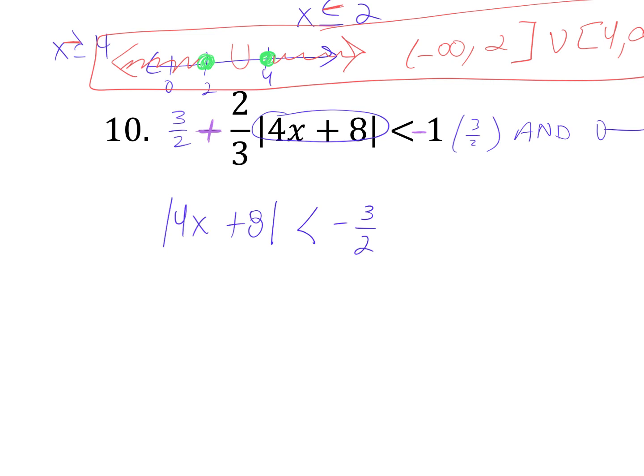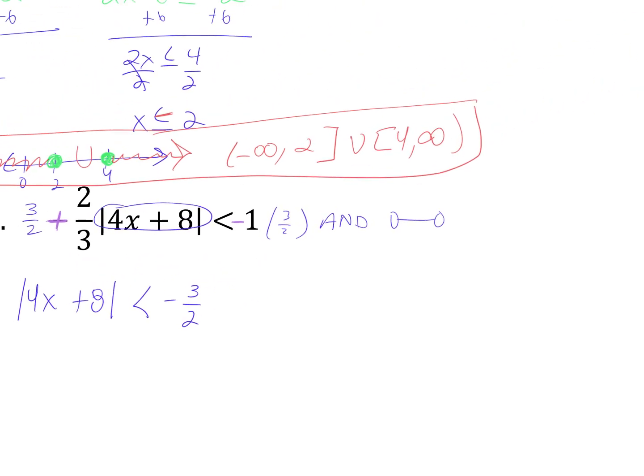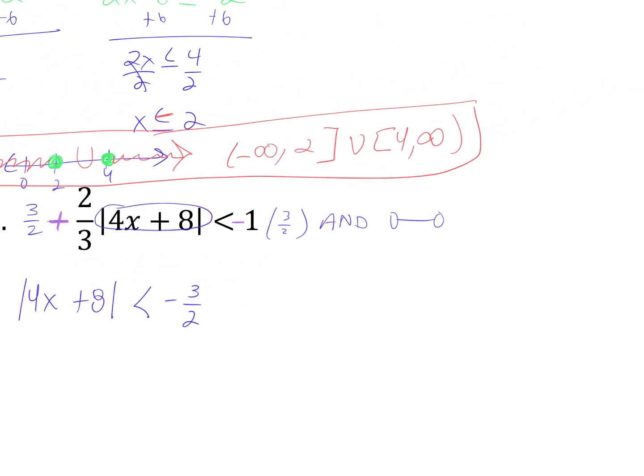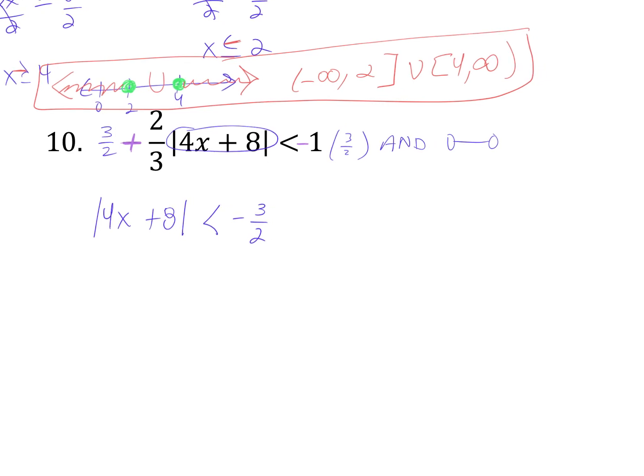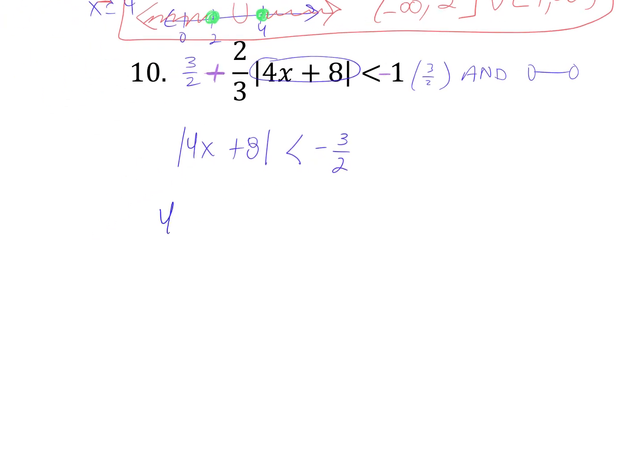Because the absolute value of something will never be less than a negative. But again, guys, that's an easy thing to mess up if you just don't realize that this one said greater than, this one said less than. So go ahead and finish this problem. You have 4x plus 8 less than negative 3 over 2, and 4x plus 8 greater than positive 3 over 2.